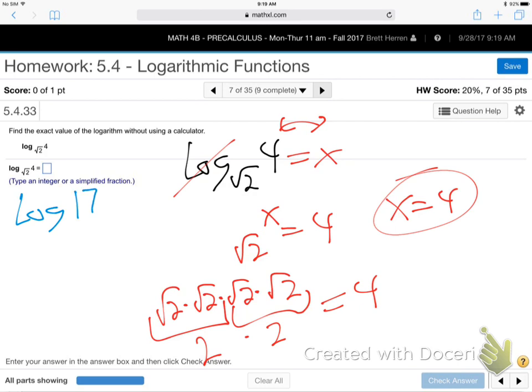Oh, I didn't bring my calculator. So what's the log of 17? Somebody have that? Tyler, can I use your calculator? Yeah, go ahead. Thank you. Log 17.